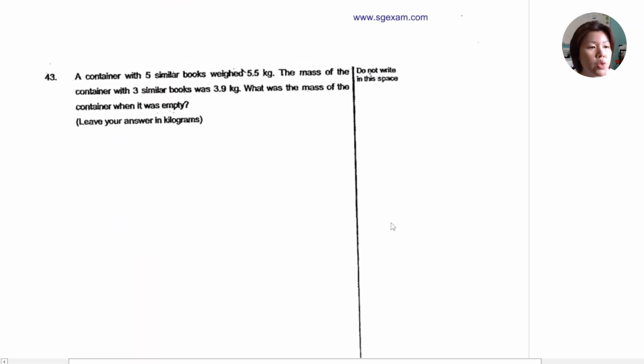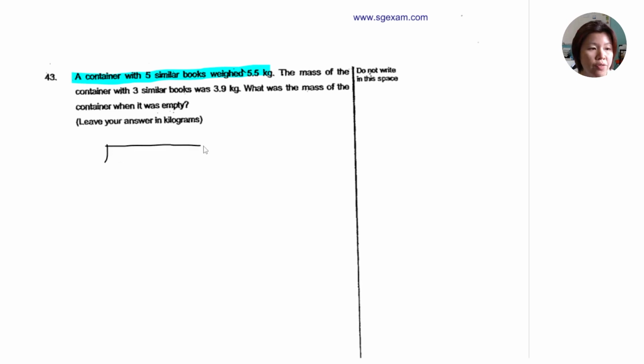Okay, this is question 43. A container with 5 similar books weighs 5.5 kg, and then the mass of a container with 3 books is 3.9 kg. It's asking for the container when it's empty. So the first thing, we can draw a model. Please look, here is the model including a container and 5 books.